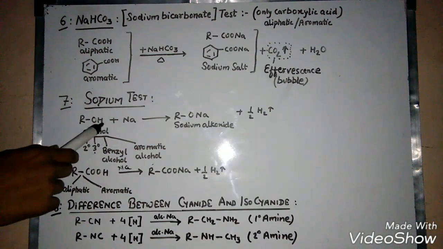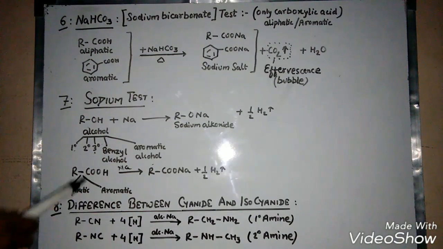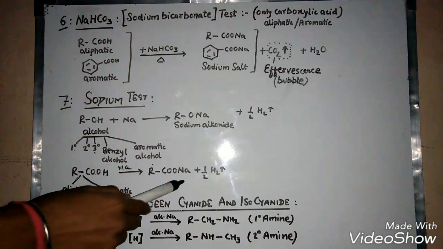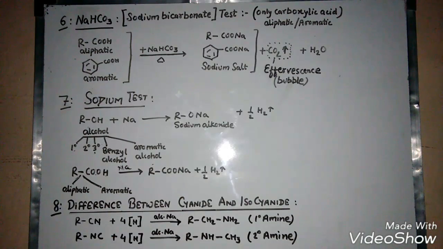So therefore ROH plus Na gives RONa plus H2 gas, and RCOOH gives RCOONa, the corresponding sodium salt, plus H2 gas. So this test can also be used to distinguish a pair of organic compounds. Now if you want to distinguish between cyanide and isocyanide, you can perform the following test.